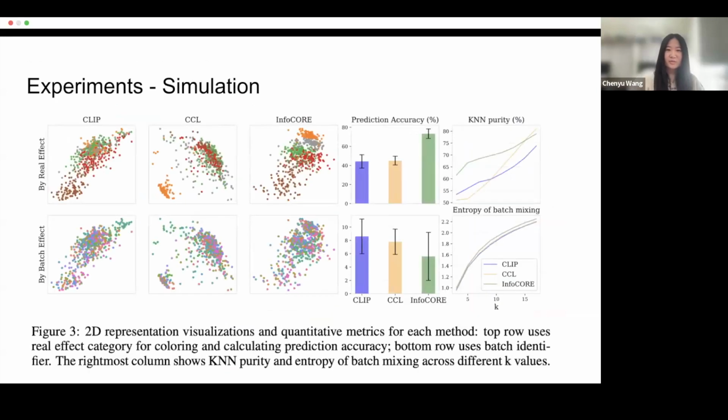And we do some experiments to validate our method.